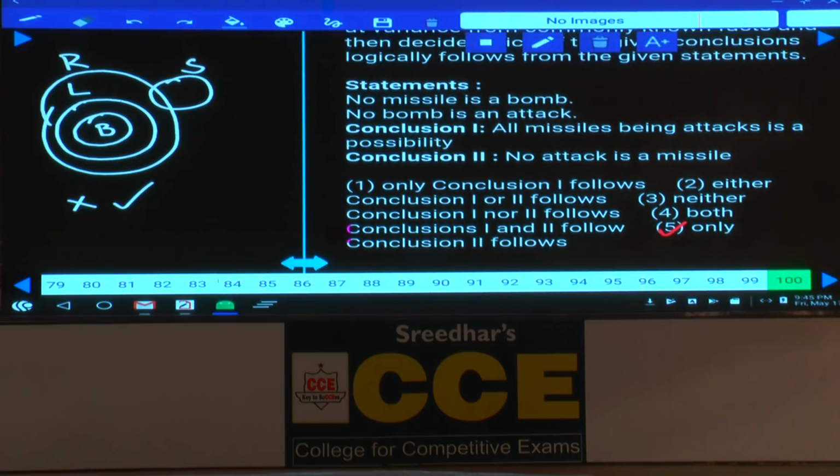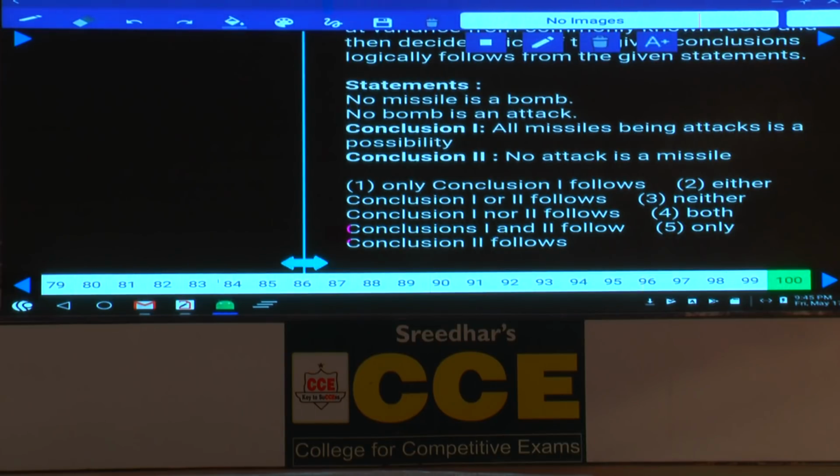Then coming to question number 100. No missile is a bomb. Now this is a missile and this is a bomb. No missile is a bomb and no bomb is an attack. Then first one, all missiles or attacks is a possibility. All missiles or attacks is possible or not?